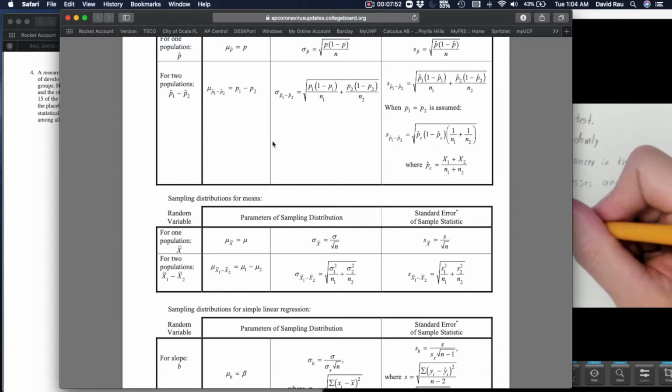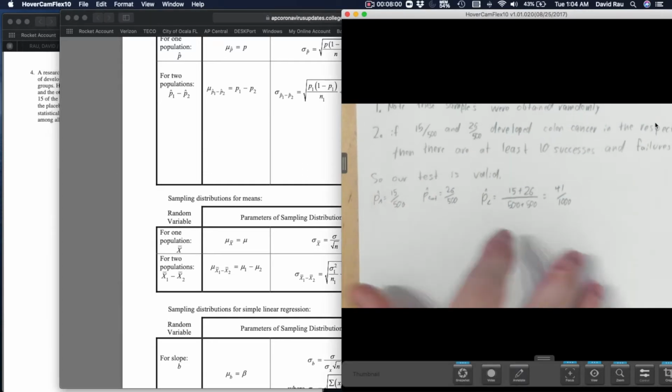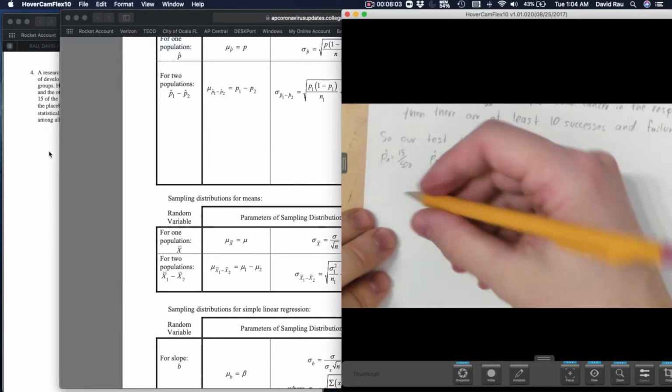And so we get that P of C is, what is that, 41 out of 1,000. Sorry, couldn't see me write that down, but there we go. So with that being said, let's form our test statistic.